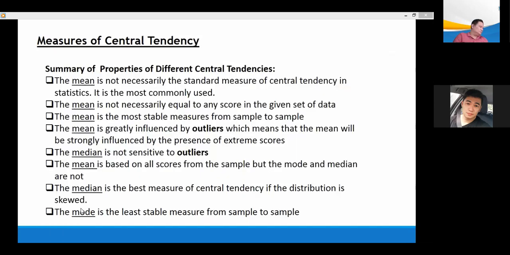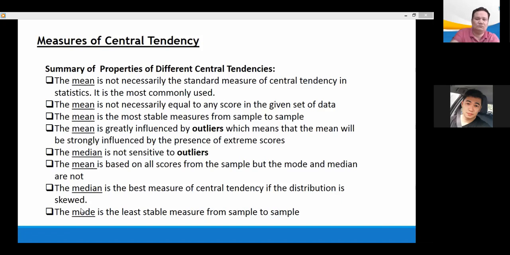Summary of properties of different central tendencies. The mean is not necessarily the standard measure of central tendency in statistics. It is the most commonly used. The mean is not necessarily equal to any score in the given set of data. The mean is the most stable measure from sample to sample. The mean is greatly influenced by outliers, which means that the mean will be strongly influenced by the presence of extreme scores. The median is not sensitive to outliers.